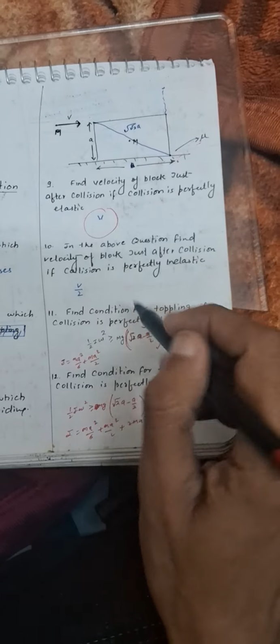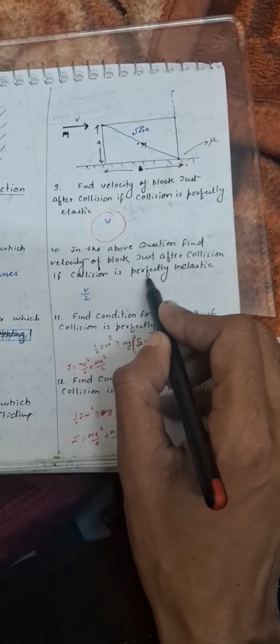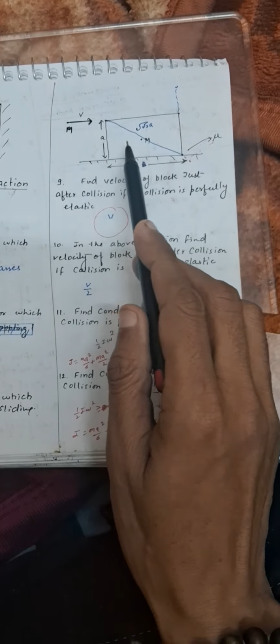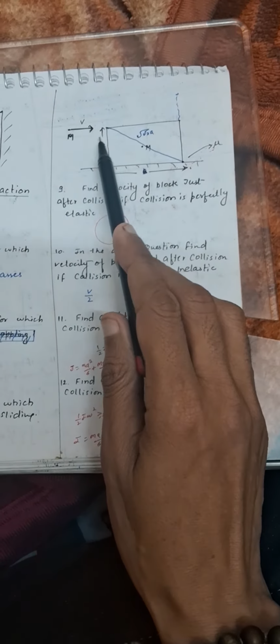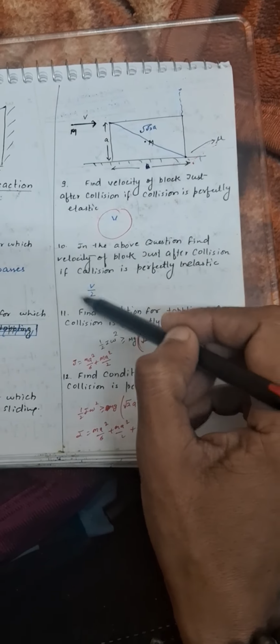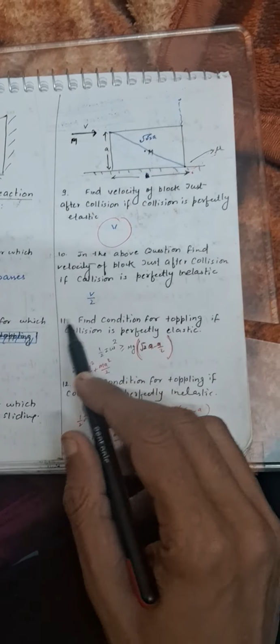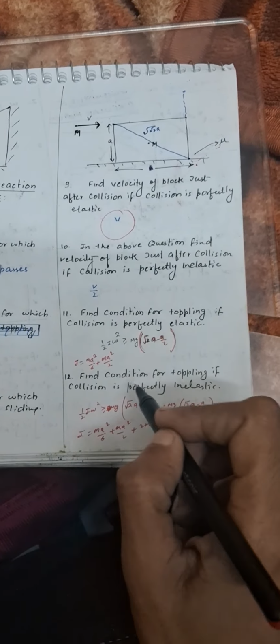So we assume that. Next is, find the velocity of the block just after collision if the collision is perfectly inelastic. For a perfectly inelastic collision, momentum will be conserved, so both will stick together. Using conservation of momentum, we can say that the speed of the center of mass will be v by 2. Next is, find the conditions for toppling if the collision is perfectly elastic.